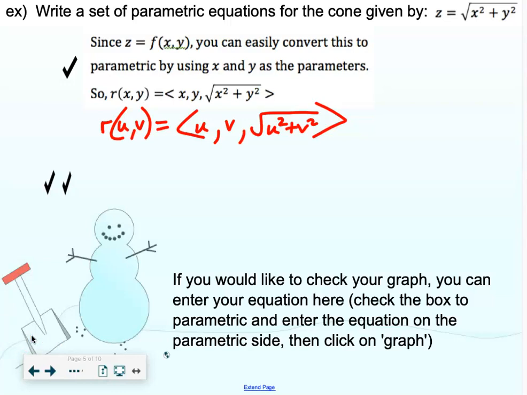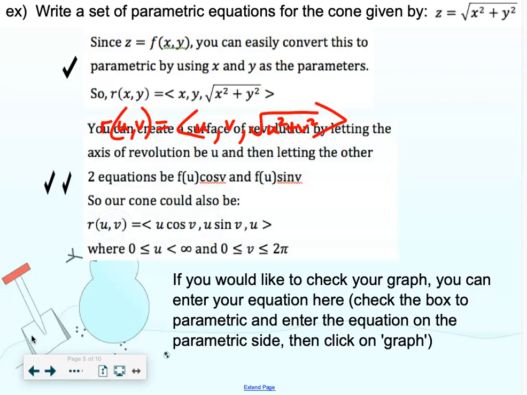However, this cone can also be written in a trig form, and you get u cosine v, u sine v, and u. That's right. You could again think of this in spherical coordinates, where it's rho cosine phi, rho sine phi, and rho, and you're just going out forever. And you just get this cone that goes forever. Anyway, that's an alternative.